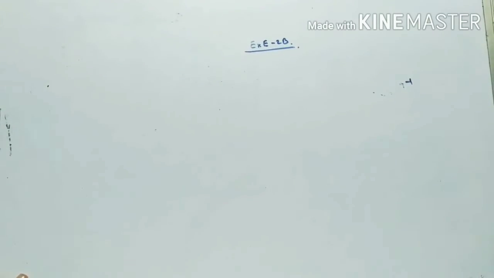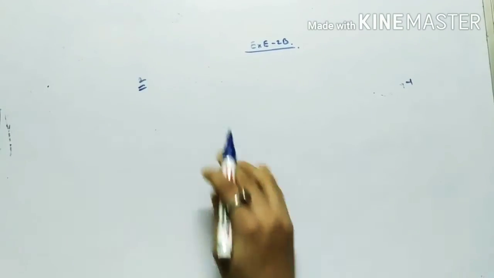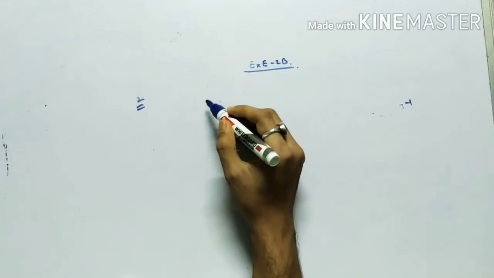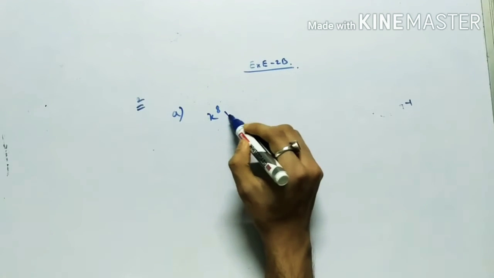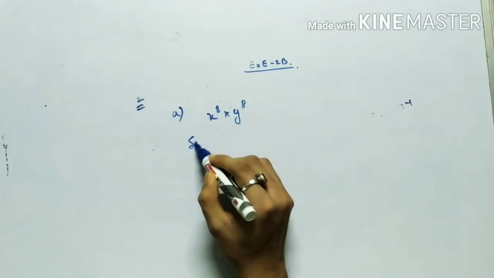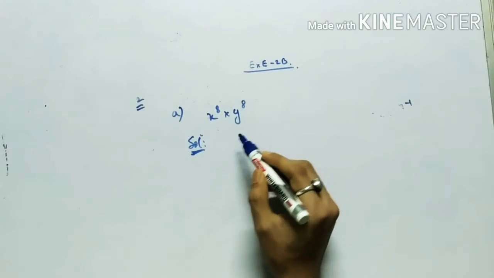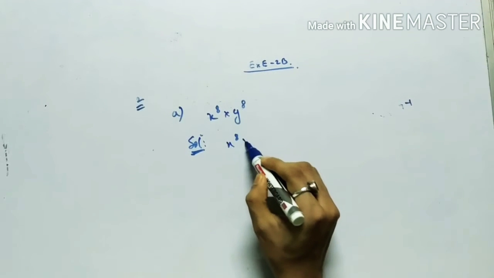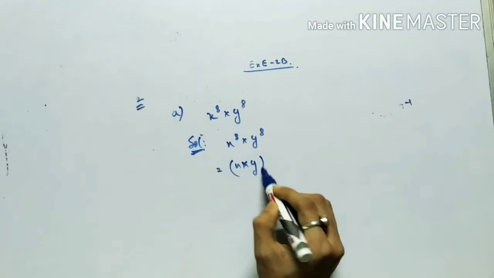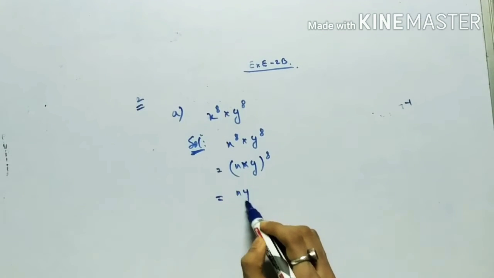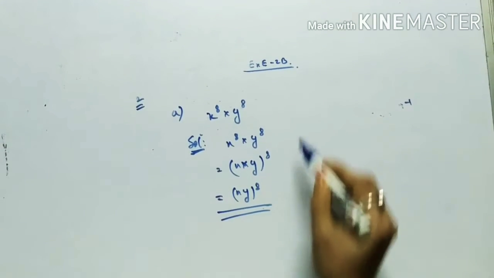Next again, type 2: express in single power. x to the power 8 into y to the power 8. Very easy here. The base is different, the power is the same. So x to the power 8 into y to the power 8 becomes (x into y) to the whole power 8, so (xy) to the whole power 8. This is a single power.